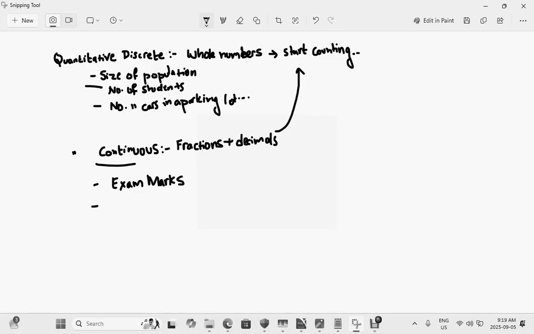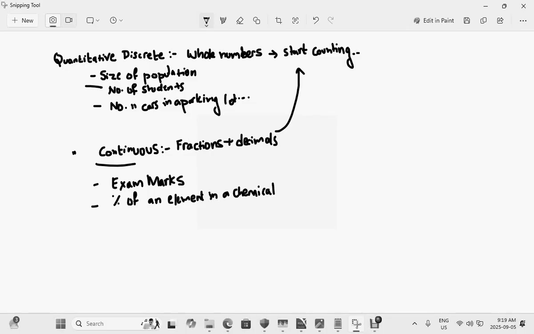Okay, next you have, let's say, percentage of an element in a chemical. So proportion or percentage of an element in a chemical. Okay, so on and so forth.